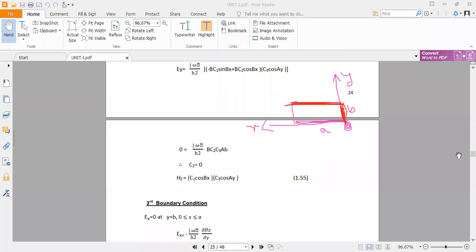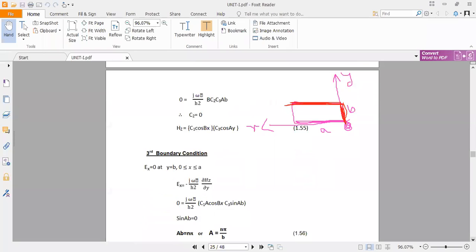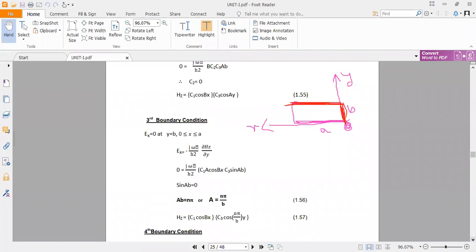If I am taking that one, again take Ex, because Ez becomes 0, we have only Ex. So differentiate with respect to y, you are going to get a y, and instead of y, you substitute b. So sin ab is equal to 0, because C1 and C3 don't become 0. When sin ab becomes 0, it is sin n pi, so ab is equal to n pi, and capital A is equal to n pi by b. So substitute that one.